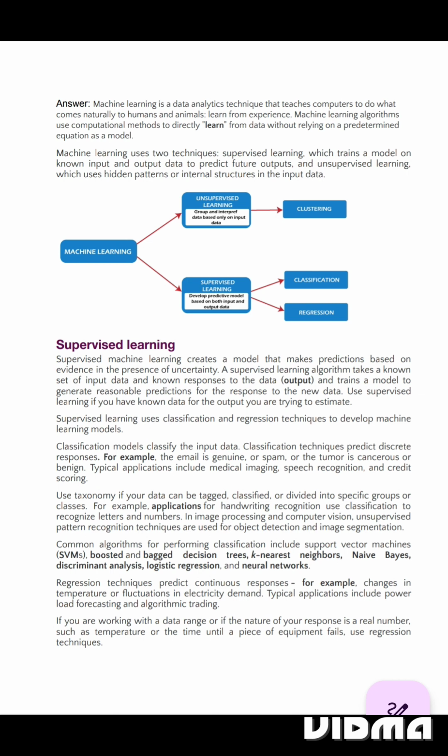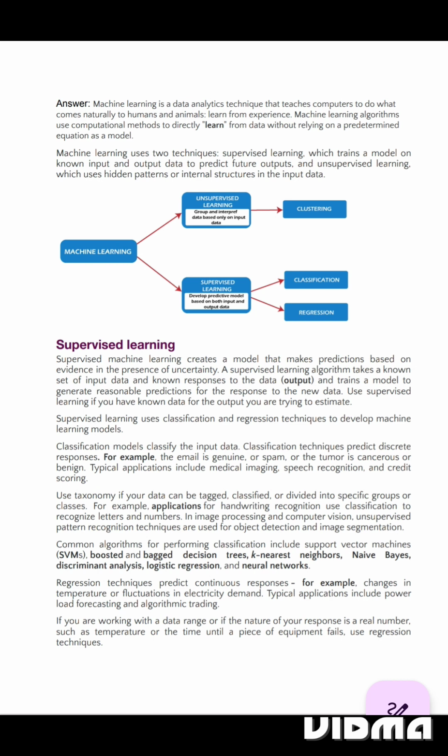Machine learning uses two techniques: supervised learning, which trains a model on known input and output data to predict future outputs, and unsupervised learning, which finds hidden patterns or internal structures in the input data.